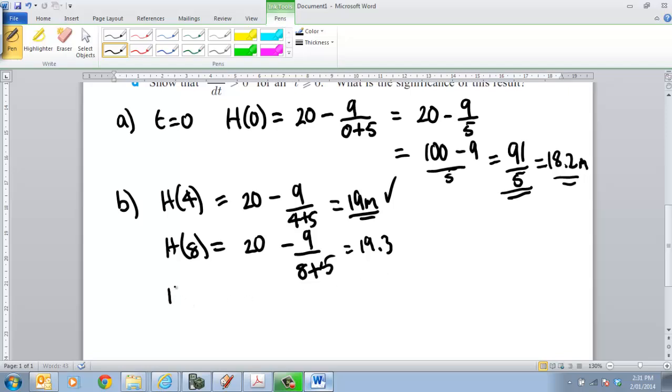And you can just write this h of 12 equals 19.47 metres. Okay, and underline it. So the idea is that should be quick. Use your calculator if you can, it just saves time.